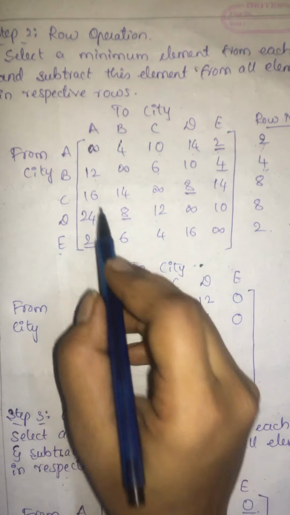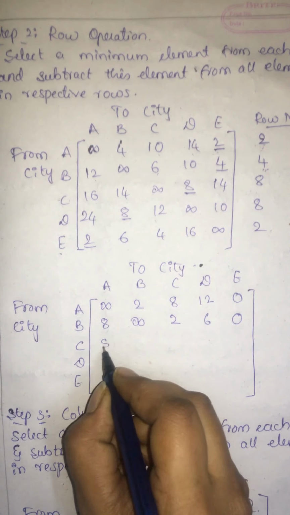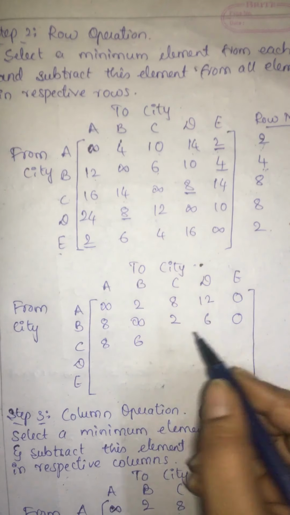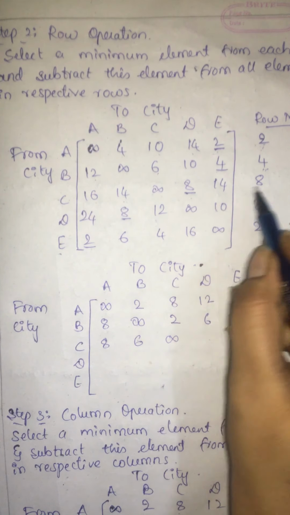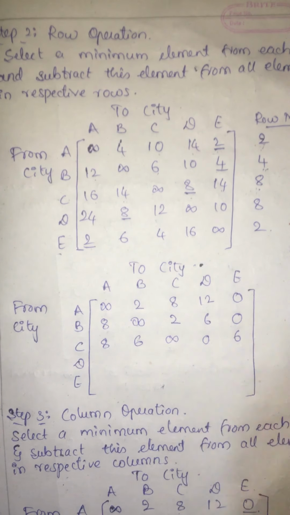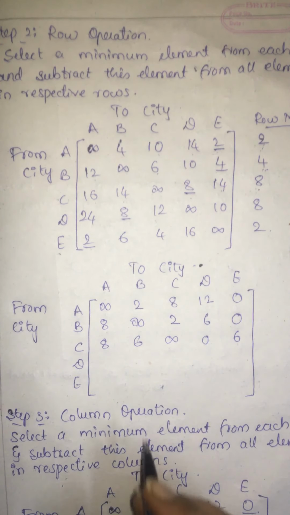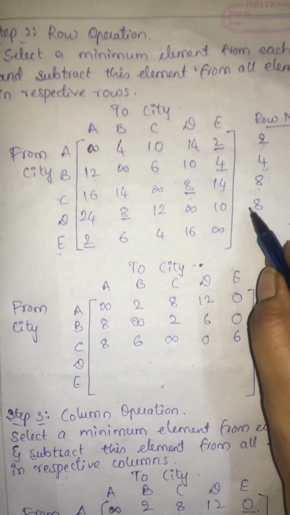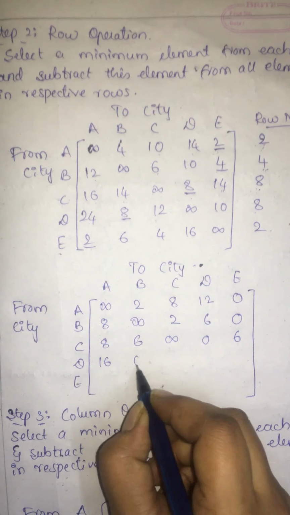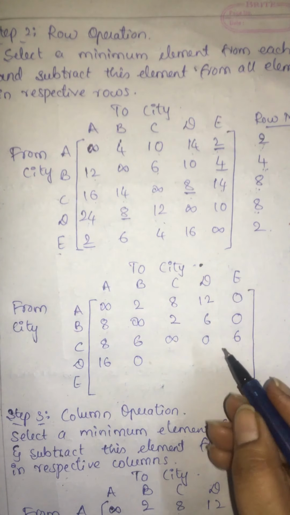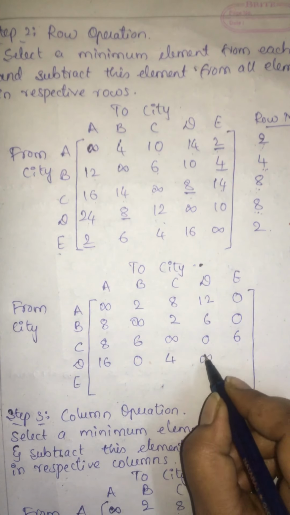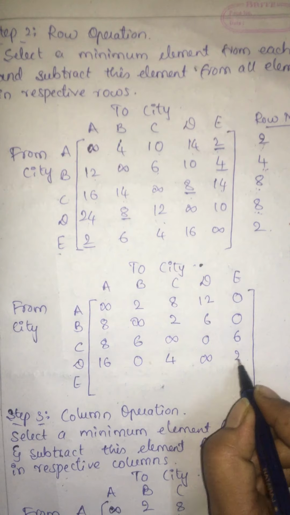Next, take the third row. 16 minus 8 is equal to 8. 14 minus 8 is equal to 6. Infinity minus 8 is equal to infinity. 8 minus 8 is equal to 0. 14 minus 8 is equal to 6. Next, take the fourth row. 24 minus 8 is equal to 16. 8 minus 8 is equal to 0. 12 minus 8 equals 4. And infinity minus 8 remains infinity. 10 minus 8 is equal to 2.